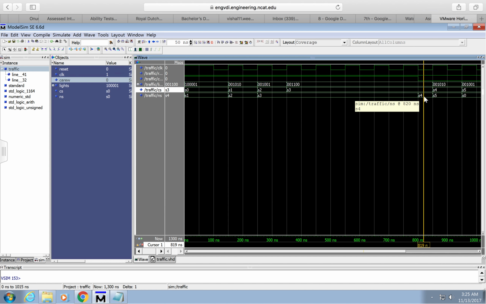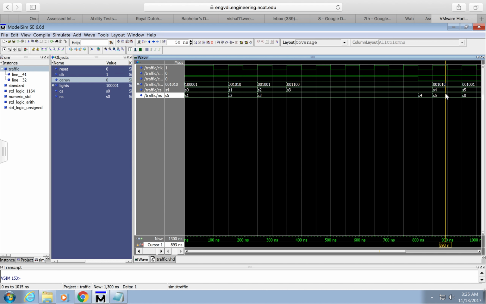When I'm at state 4, if car on the east and west is 0, it will go to state 5. State 5 is where both of them are red, and it will go back and I receive a green on the north and south.